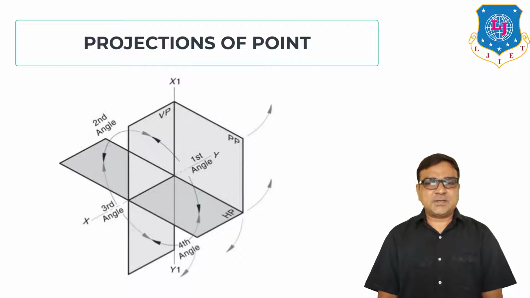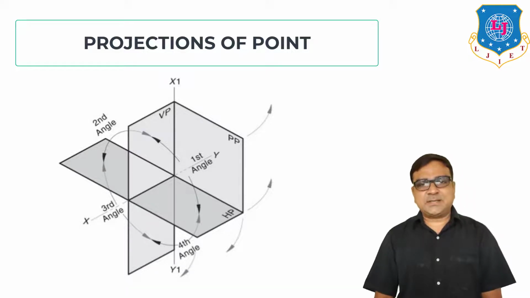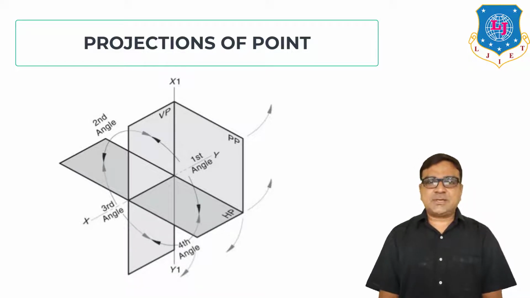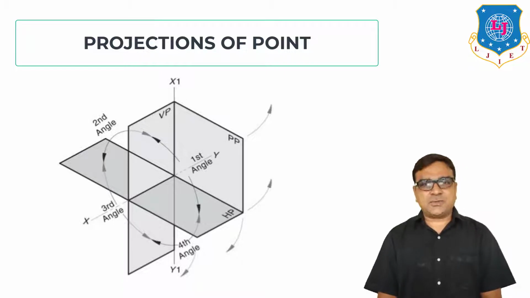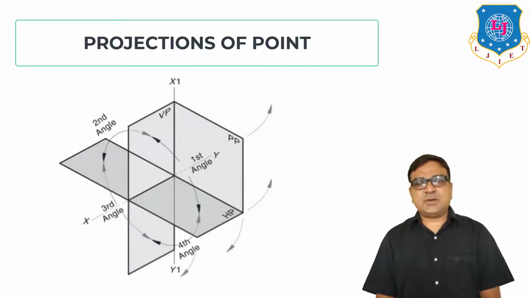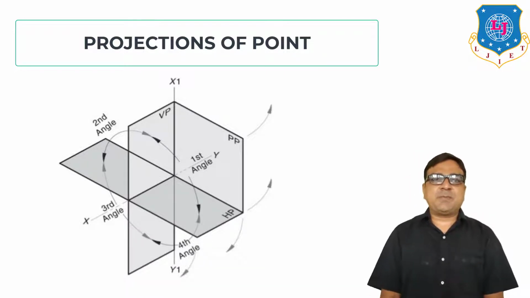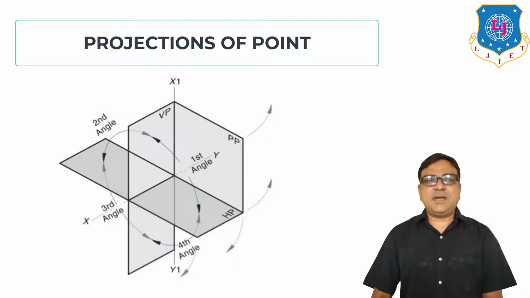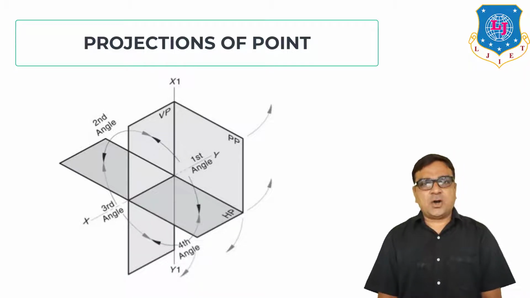As you know, there are three types of projections: orthographic projections, oblique projections, and perspective projections. But in this subject, we concentrate on only orthographic projections. Orthographic projection means any object is projected on the principal planes. We have three principal planes: horizontal plane, vertical plane, and profile plane.